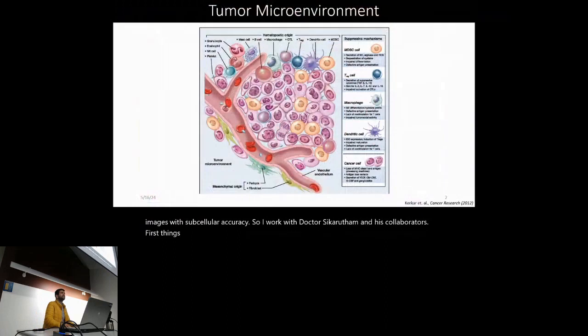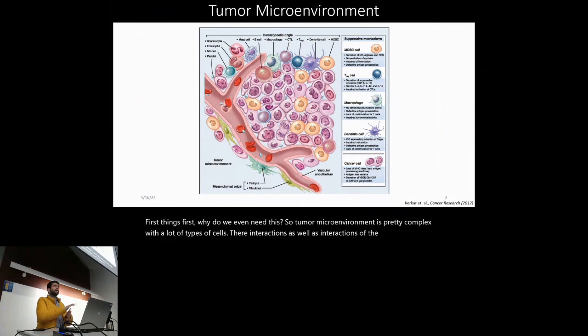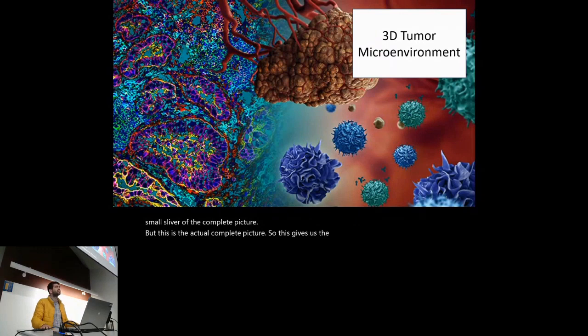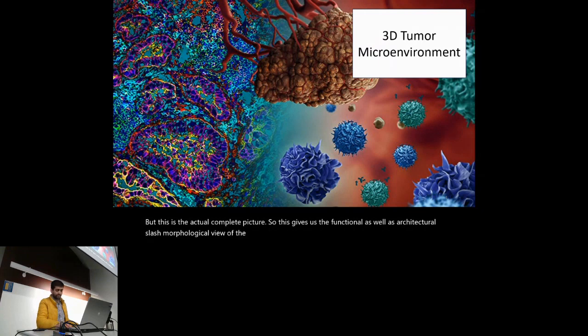First things first, why do we even need this? The tumor microenvironment is pretty complex, with a lot of types of cells, their interactions, as well as interactions of the cells with the surrounding extracellular matrix. But typically it is studied in a very narrow sense. The current methods just look at a very small sliver of the complete picture, but this is the actual complete picture. So this gives us the functional as well as architectural or morphological view of the environment.